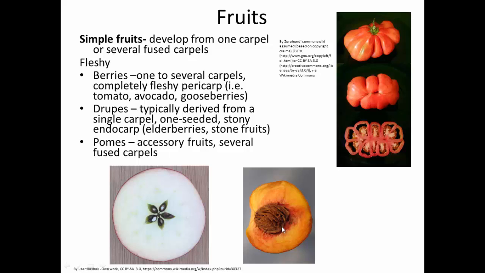So as we've said previously, that pit, what we see here, is actually the endocarp. If we were to break that open, we would see something, the seed inside, that looks kind of like an almond. And it's got a fleshy exocarp and a fleshy mesocarp. Other examples of drupes include elderberries.